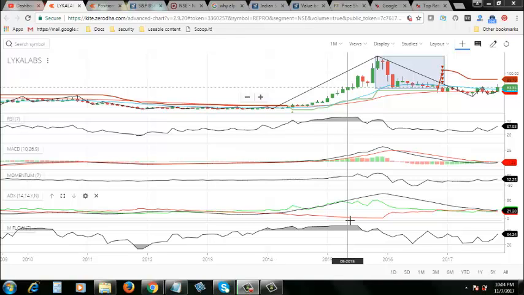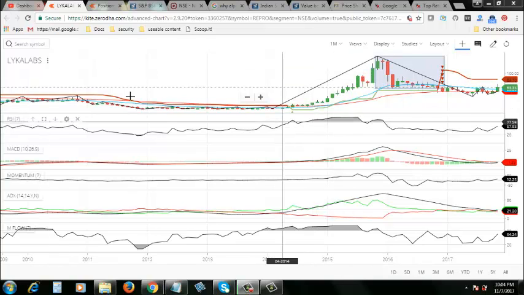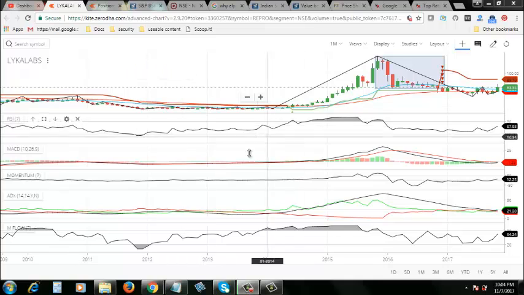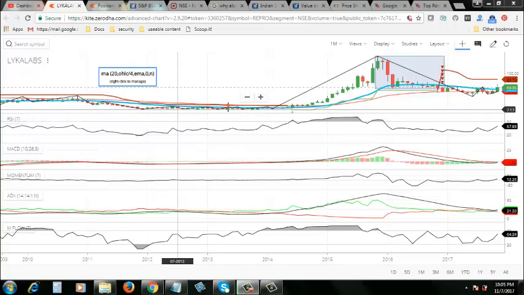So we deployed a few technical indicators like RSI, MACD, momentum, ADX, and money flow on this chart. You are watching right now the monthly technical chart of Lyka Labs, and this is the price history chart, and these are all the graphs of the technical indicators that we have deployed on Lyka Labs.